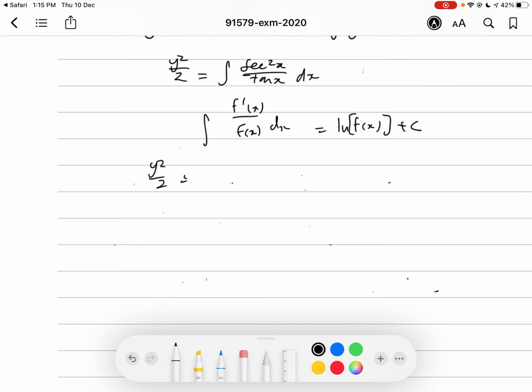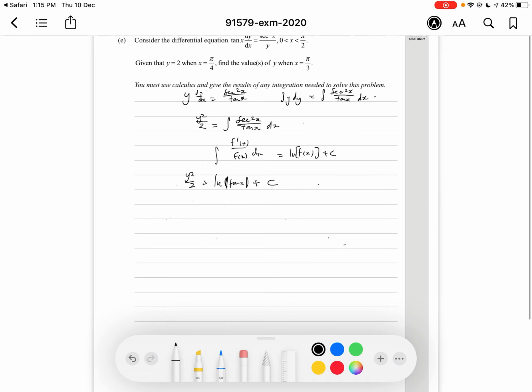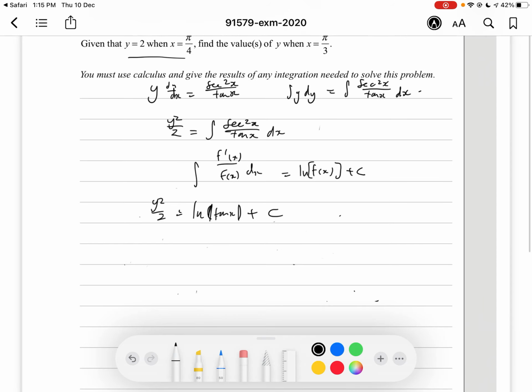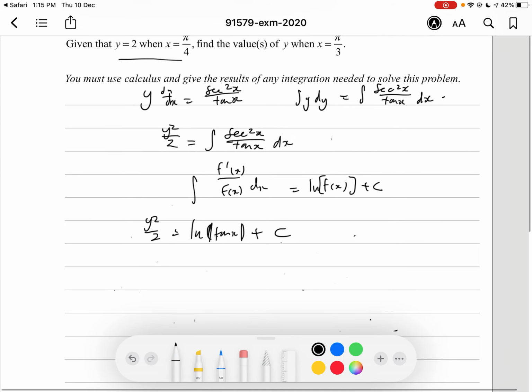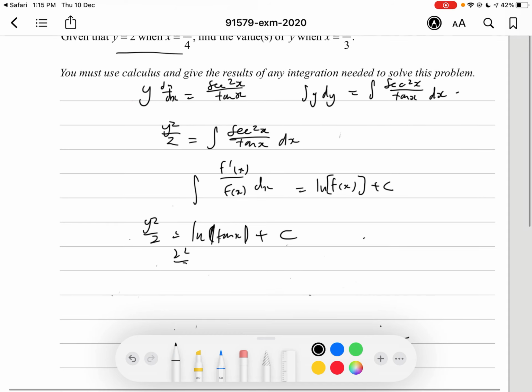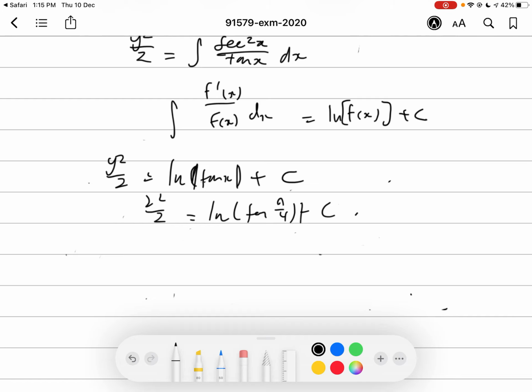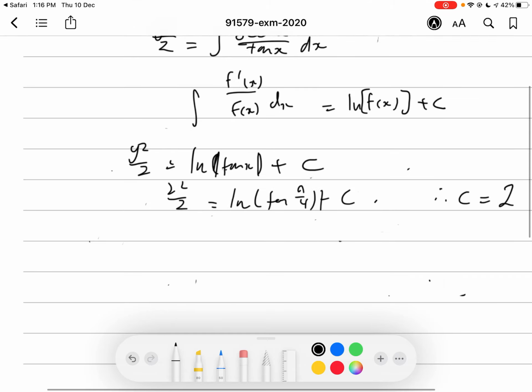Okay, so we show that y squared over 2 equals ln of tan x plus c. And therefore, we can find our c value by plugging in these initial values. So we know that y equals 2 when x equals pi over 4, sorry. So 2 squared over 2 equals ln of tan of pi over 4 plus c. Tan pi over 4 is just 1, ln of 1 is 0. So therefore that's just 0. And 2 squared is 4 over 2 is 2. Therefore c equals 2.